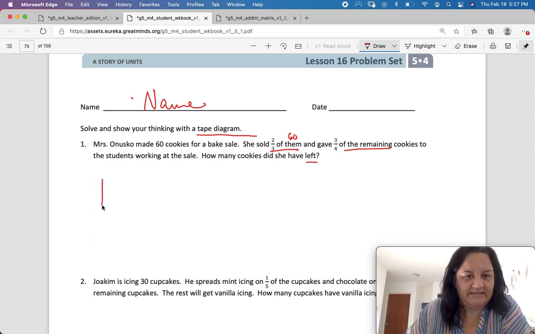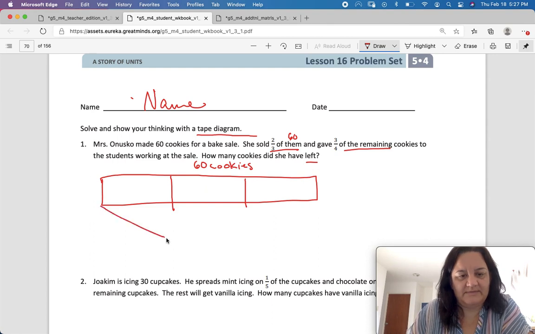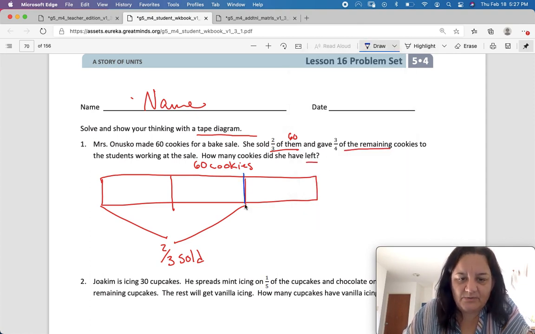How many cookies did she have left at the very end? Okay, so here is my tape diagram, and I know that my tape diagram is worth 60 cookies. She sold 2/3 of them. Okay, that was 2/3 sold, and gave 3/4 of the remaining cookies. So the remaining cookies is this section right here, okay? And I can cut that into 3/4. 1, 2, 3/4.